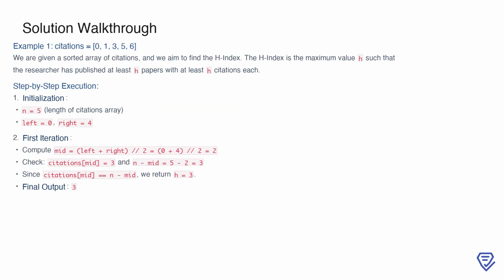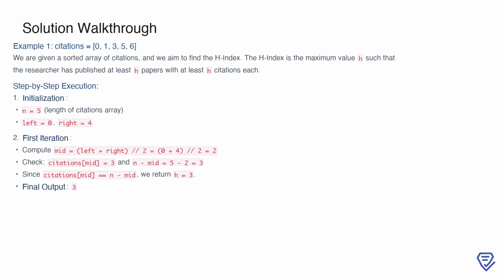In this first example, we are given the sorted array of citations 0, 1, 3, 5, 6, and need to determine the h-index. The h-index is defined as the maximum value h such that the researcher has at least h papers with h or more citations each. To solve this, we use a binary search approach. We start by initializing n as 5, which is the length of the citations array, and setting left to 0 and right to 4, the indices of the array.